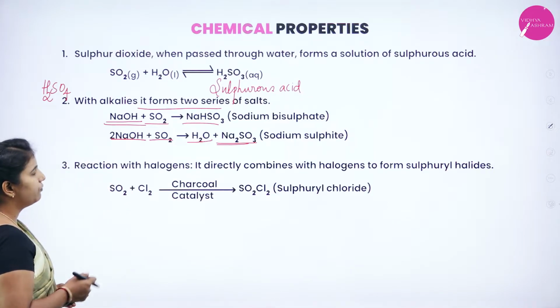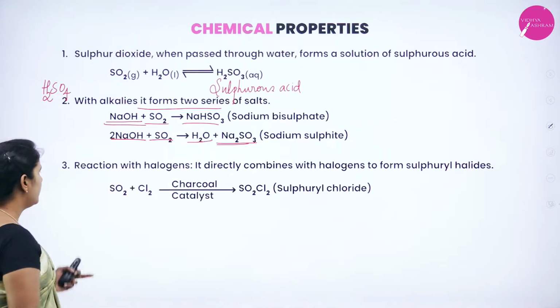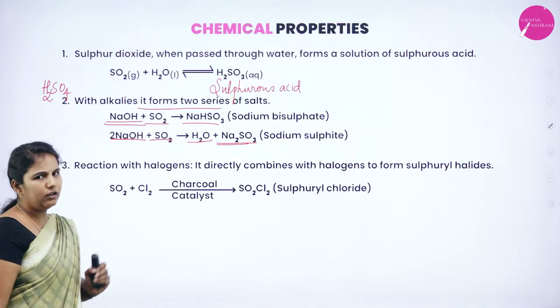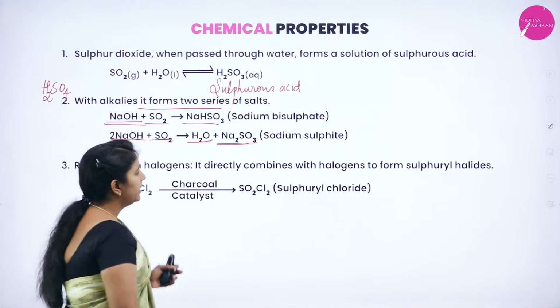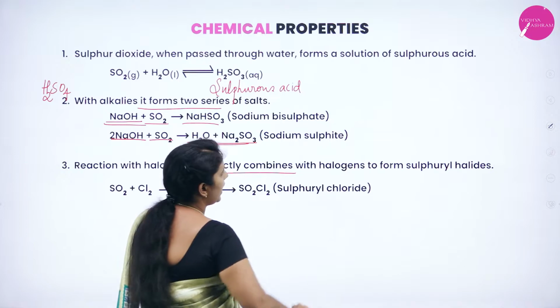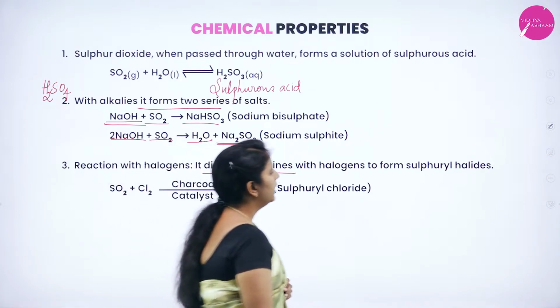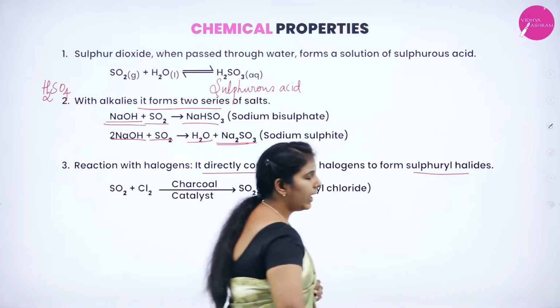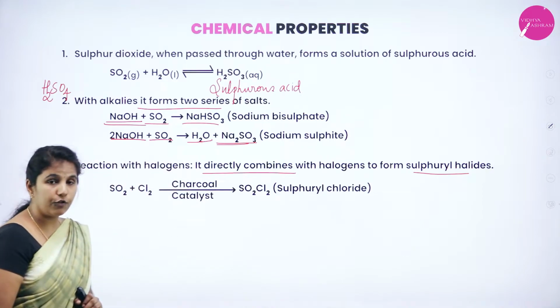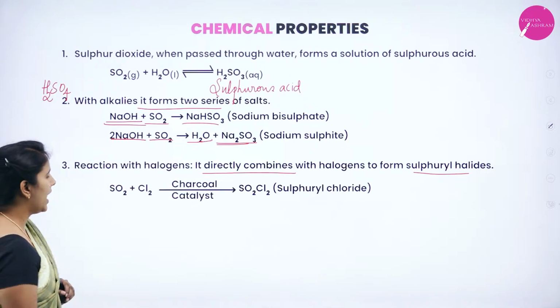Okay, and it forms the different salts. The reaction with halogen, how does it react? It readily combines with the halogen to form sulfuryl halides. What does it form? It forms sulfuryl halides.